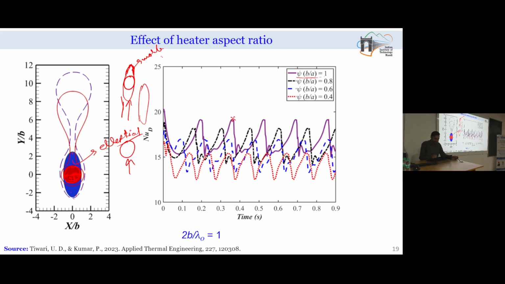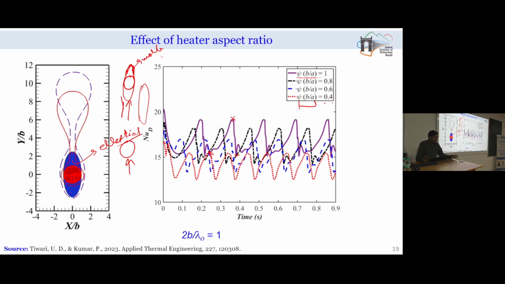corresponding to that the peak in the Nusselt number is highest, and of course, the entire curve of the Nusselt number is at the top. And when my aspect ratio is 0.4, it means I am moving more towards the elliptical body. Corresponding to that, there is a decrease in the overall peak of the Nusselt number.